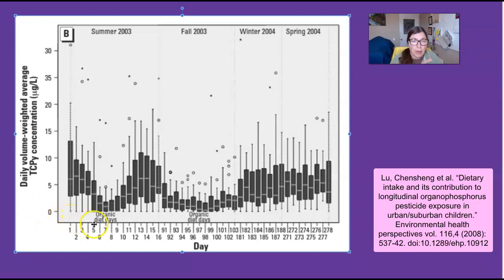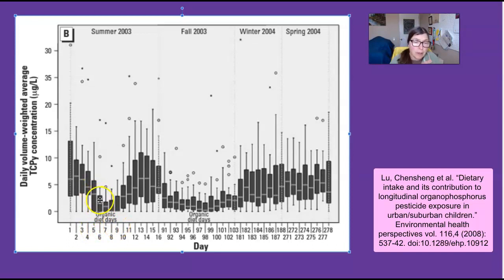So the organic diet days are labeled here, and these are just the days throughout the year. So you can see that for this pesticide, TCPY, the average level of TCPY in a child's urine was about 5 or 6. And then it dropped down on the first day, day number 5 through 9, were the days where they gave the children organic food.